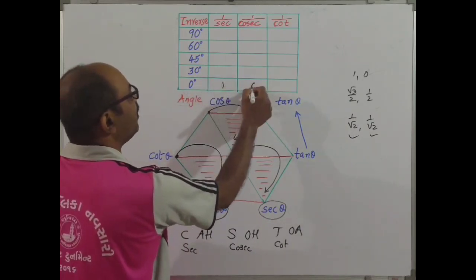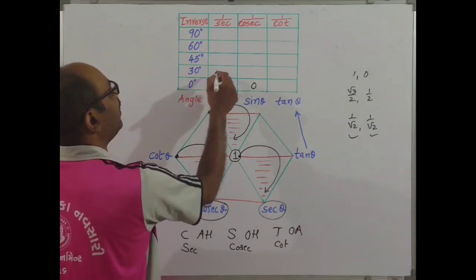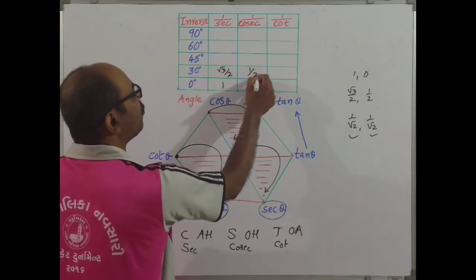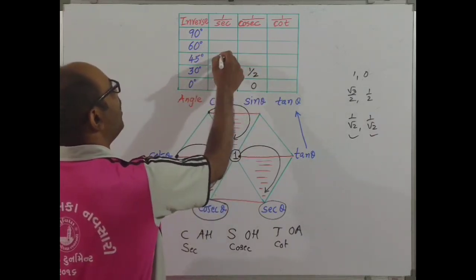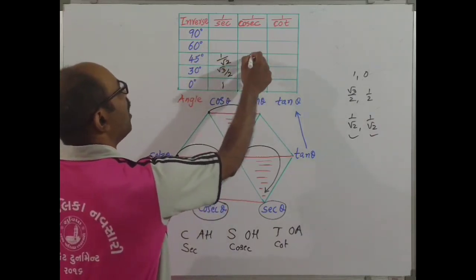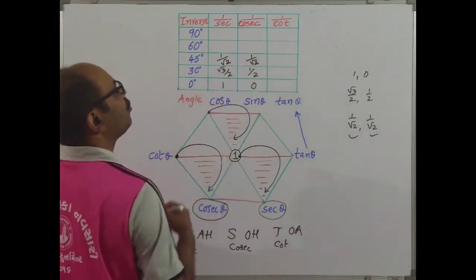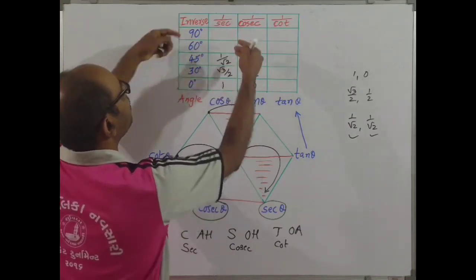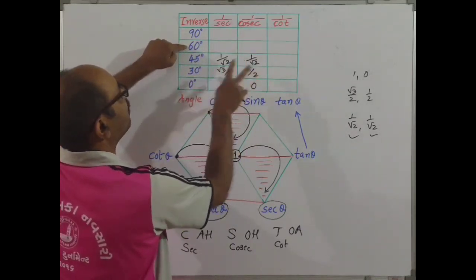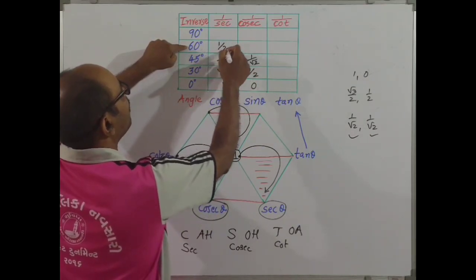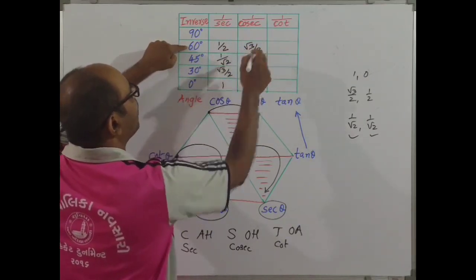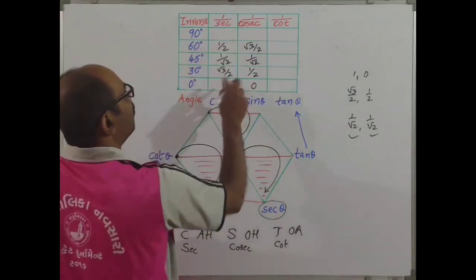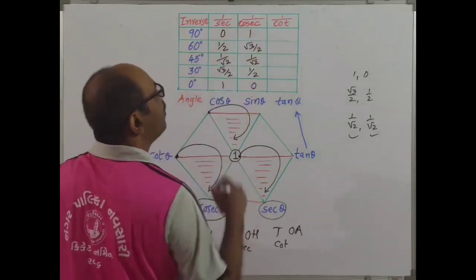For 0, it is 1, 0. For 30, there is a 3 here, so that is root 3 by 2 and 1 upon 2. 45 is 1 over root 2 and this is also 1 over root 2. Then 60 is just like 30 but reversed. Half comes first and root 3 by 2 comes next. 0 is like 90 but reversed. Here 1, 0, this is 0, 1.